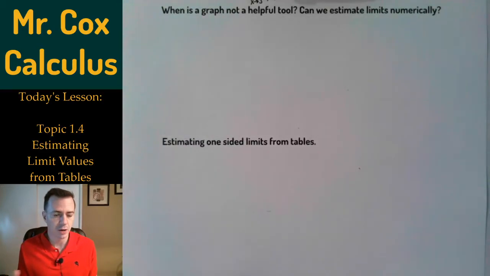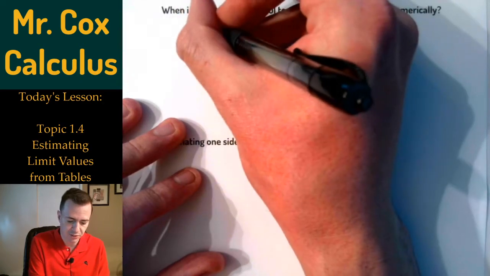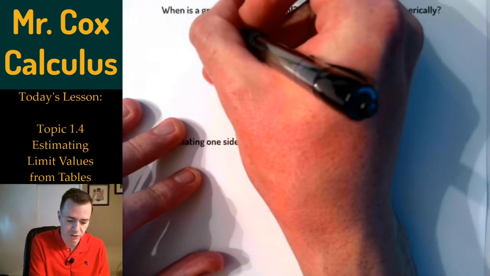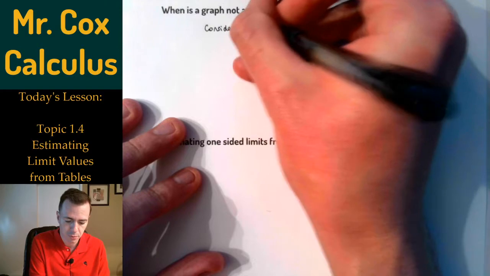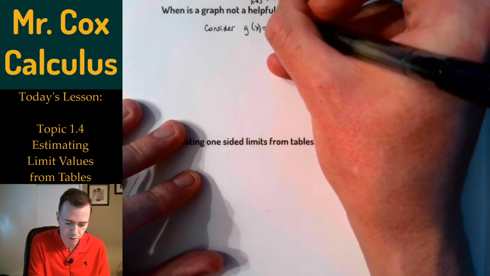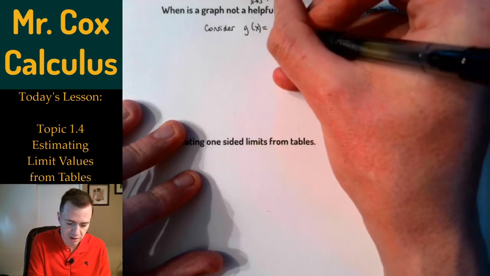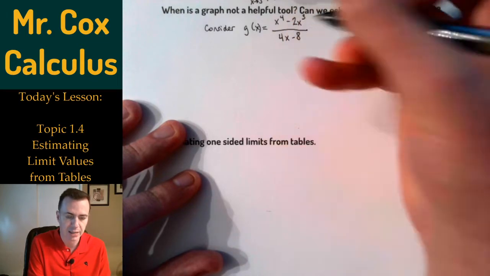So let's focus now on when a graph might not be a helpful tool and when we can actually estimate limits numerically or from using a table. So let's give ourselves a function. Let's consider the function g of x, and it's going to be a rational function with x to the fourth minus 2x cubed in the numerator divided by 4x minus 8.